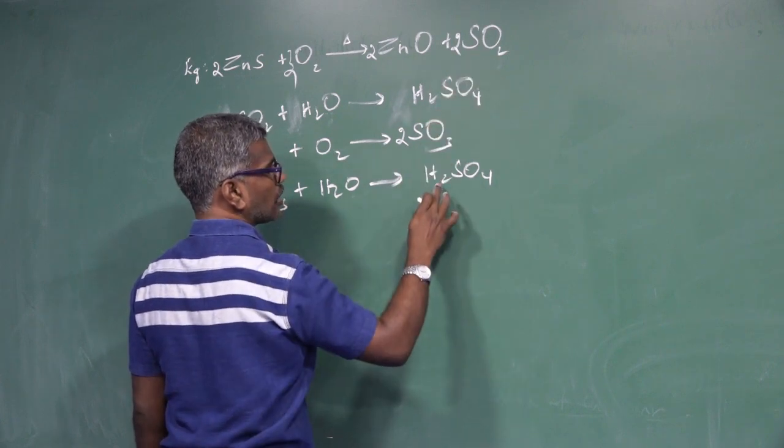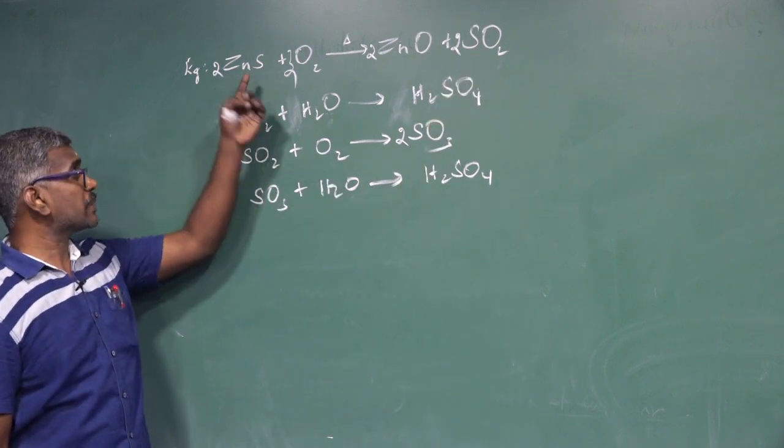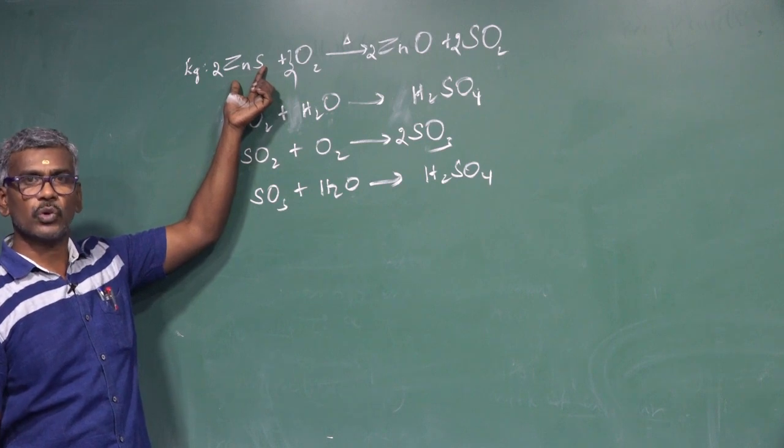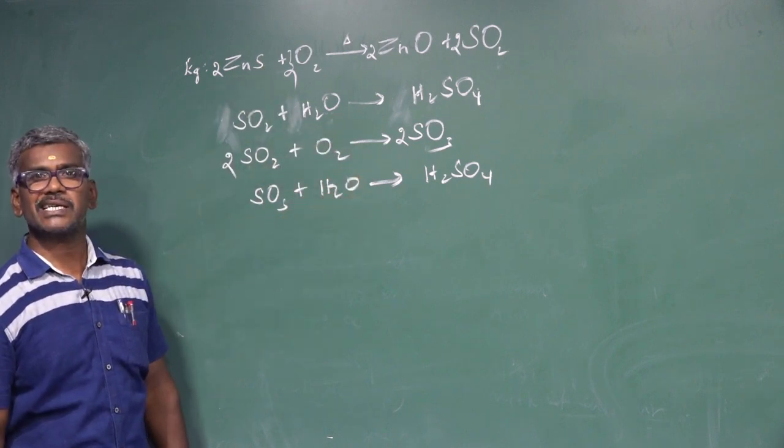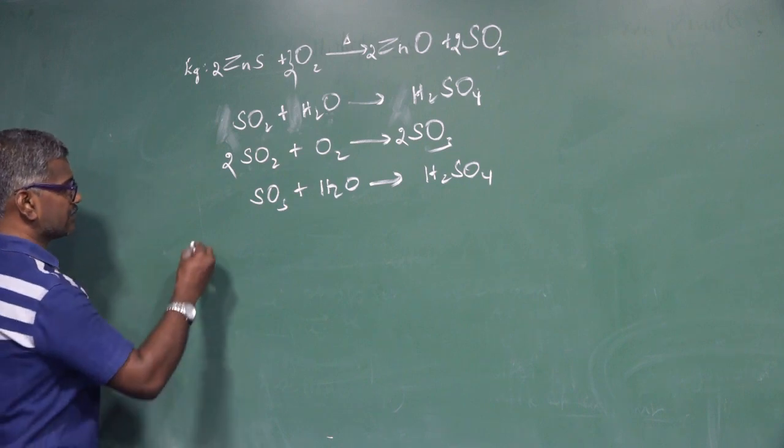SO3, SO2, and H2SO4 are all prepared from the sulfide ores. This one is the industrial method, another one is the laboratory method.